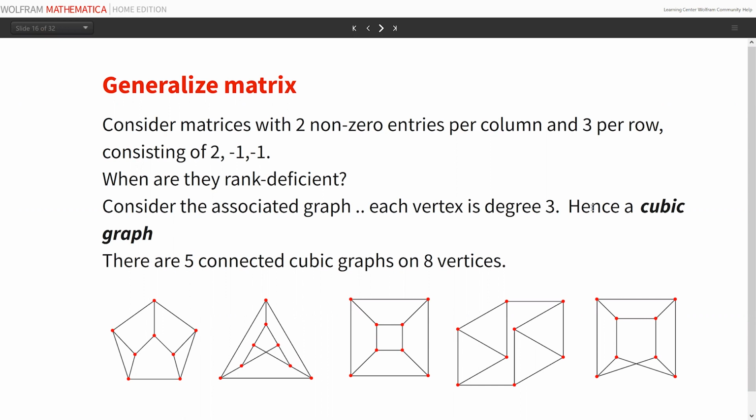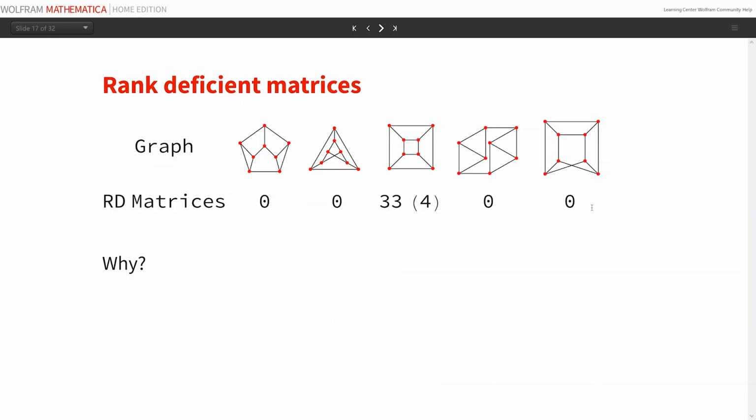So it was an easy thing to go in and just run my program, find all the possible -2 locations for these different graphs. And here's how many I found. None, none, 33, none, and none. So I thought, well, why? That seems odd.